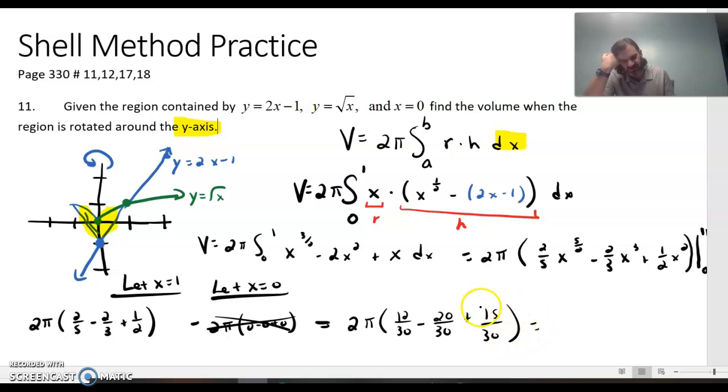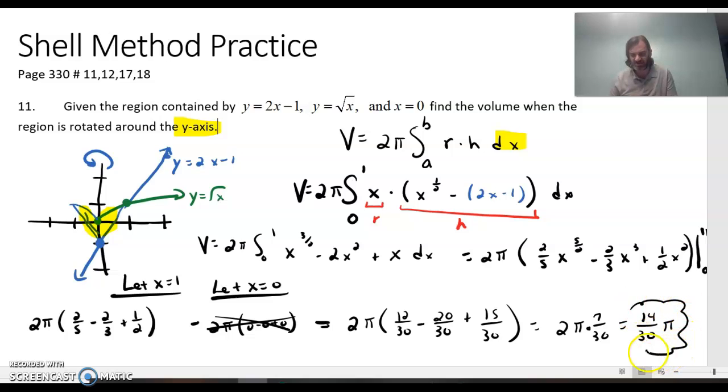So let's see here. That's 27 minus 20. So that's 2 pi times 7/30. So that is 14/30 pi, which I guess is 7/15. But since we're running out of room, we'll just stop right there.